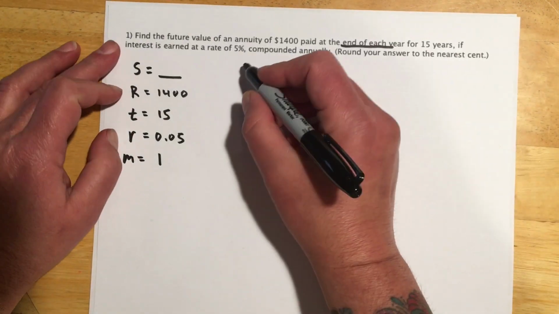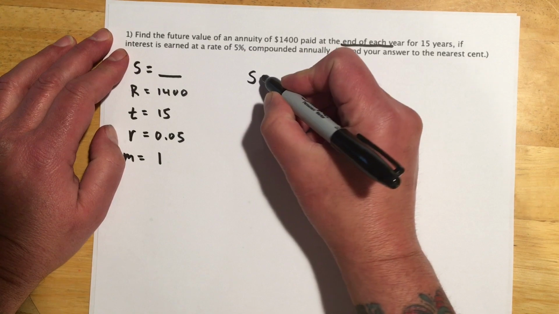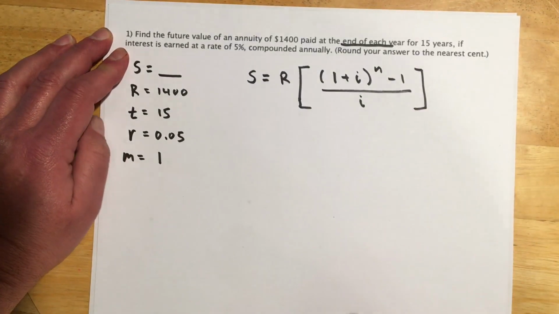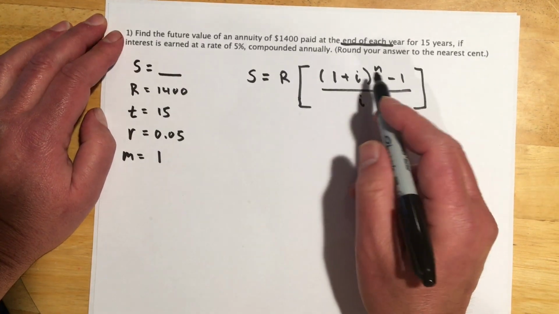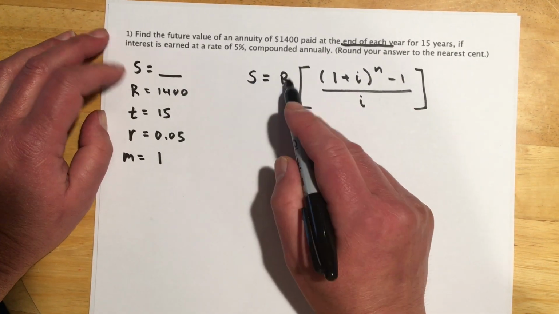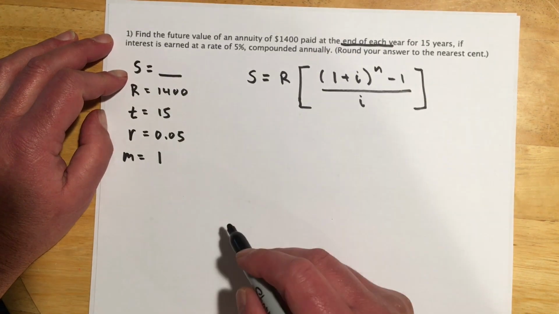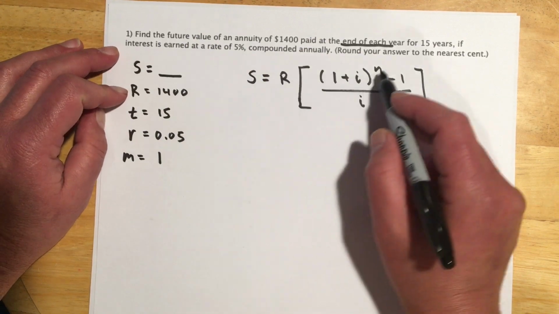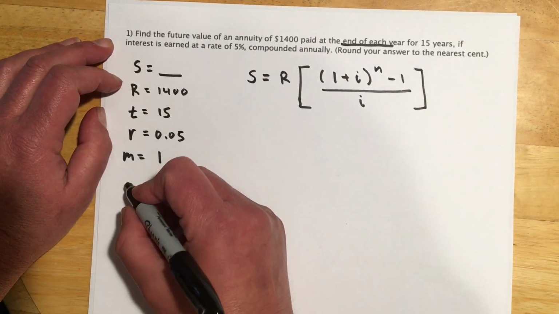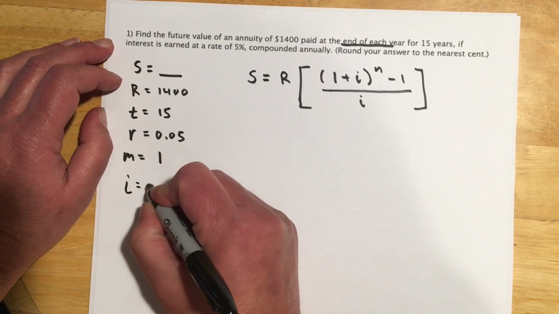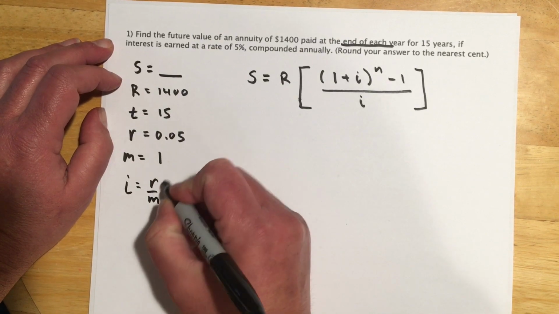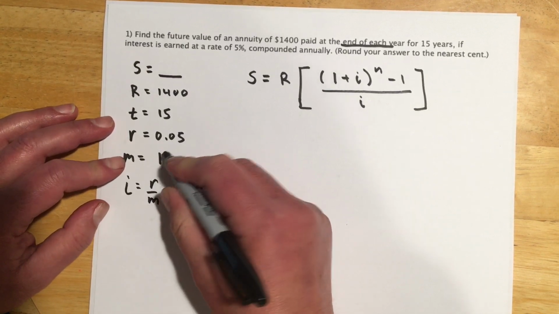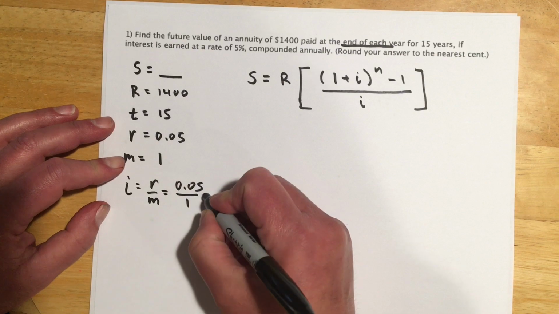And our formula, let me write that out here. I won't do this every problem, but let me start at least with this first one. Okay, so there's our formula. Our formula has S, R, I, and N. S is what we're looking for, so we're set up for what we want to find. We know R. I and N, remember, are those calculated values. I equals r over M, and that's where the list comes in handy. So r is 0.05, M in this case is 1, so I is just the same thing as r.